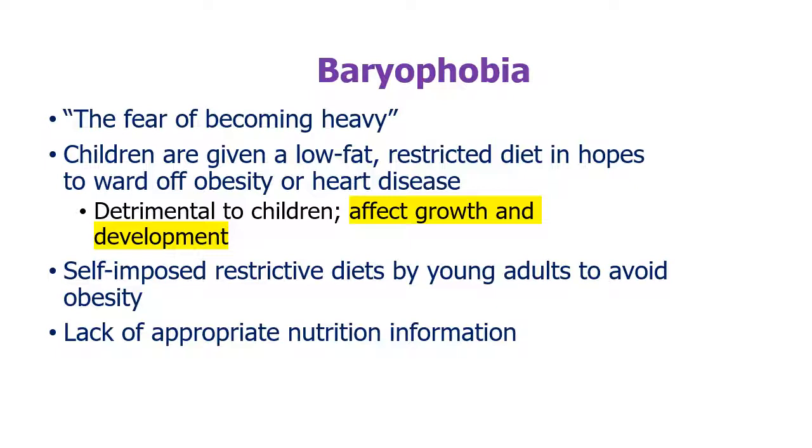When this occurs in children, they are typically given a low-fat and restrictive diet in hopes of fighting off obesity or heart disease. However, because the child is still growing, this has an effect on their growth pattern as well as their overall development. Whereas in adults, this is a self-imposed condition that results in a restrictive diet. Unfortunately, there is a lack of appropriate nutrition in these patients.